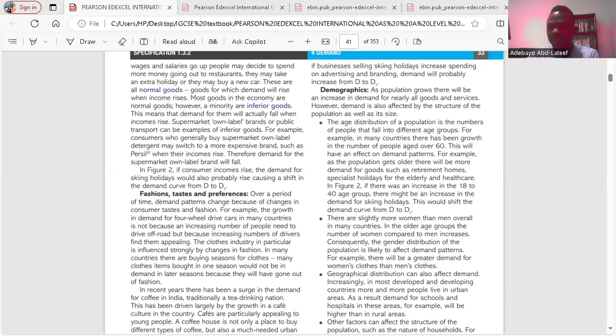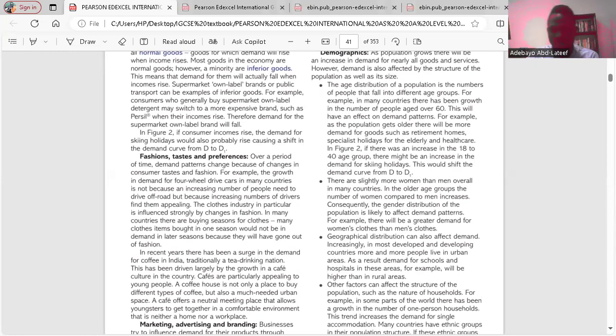So the age distribution of the population. Among the factors that affect demand under demographics, one is the age distribution of a population, which is the number of people that fall into different age groups. So how the ages are will determine what they demand. That's the point they are making there.